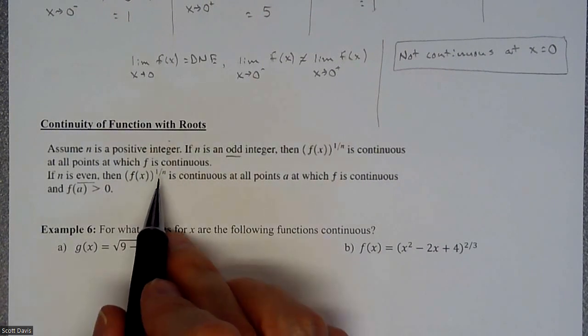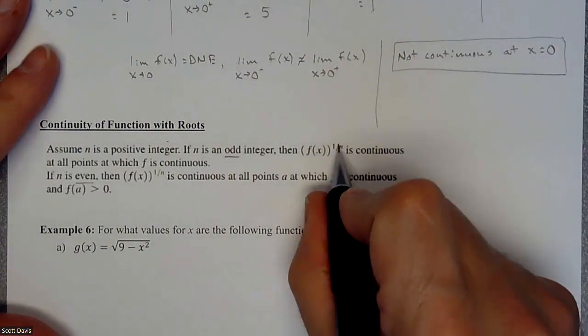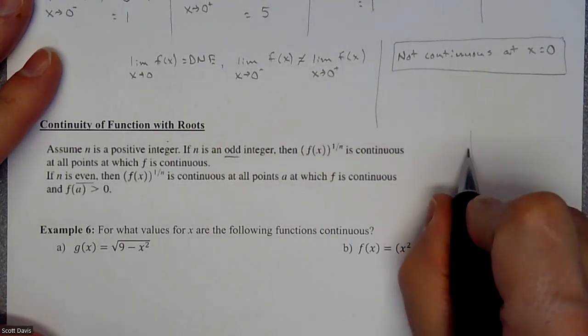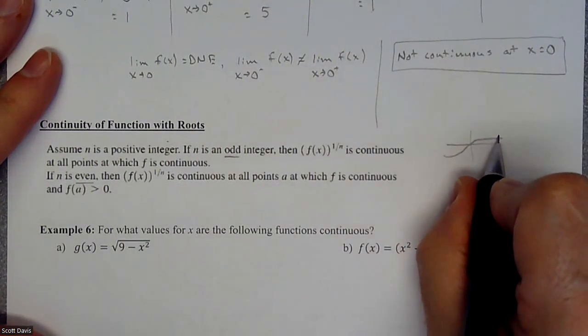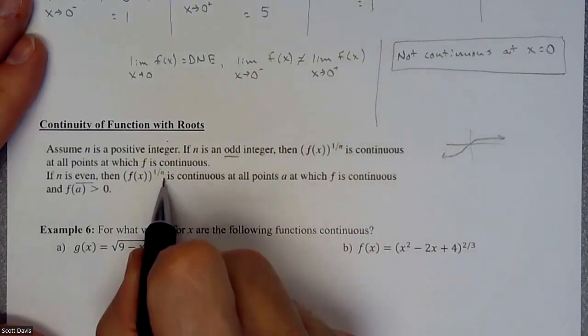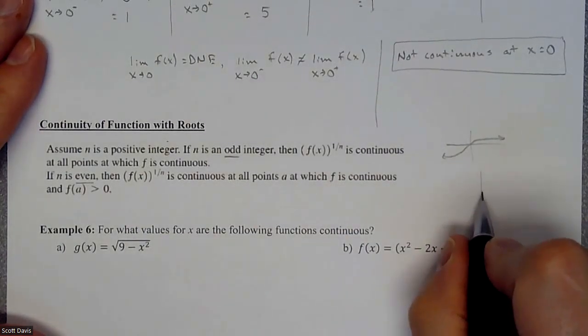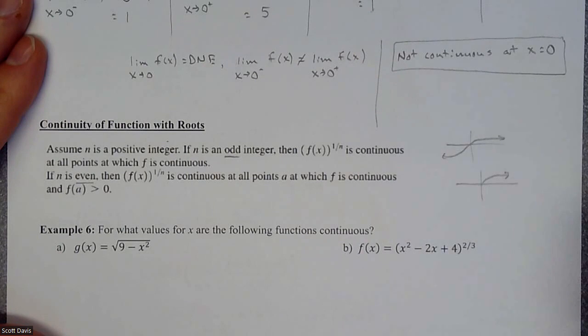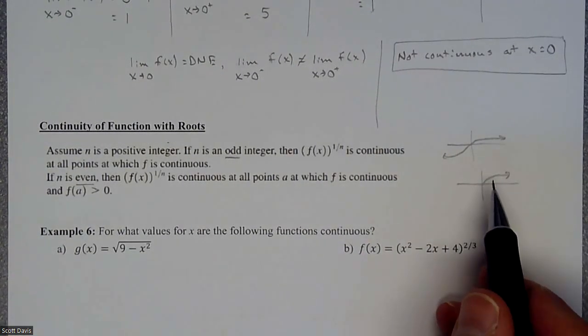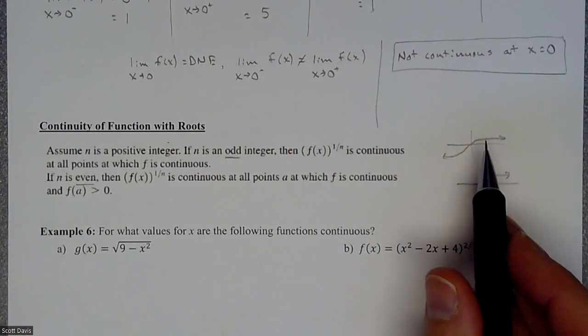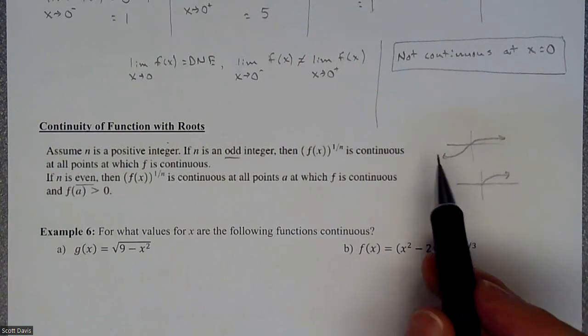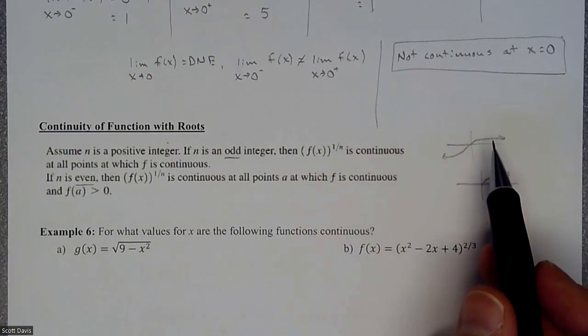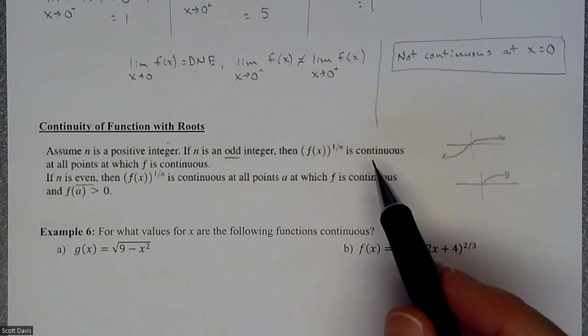Remember, this is like a cube root kind of graph, so visually you're looking at something that might look like this. And this might be a square root kind of graph, so visually you might have something like this. Square roots are going to have domain issues, as are fourth roots and sixth roots, but odd roots are not going to have domain issues, which also means there's going to be no breaks in the graph. It's going to be continuous.